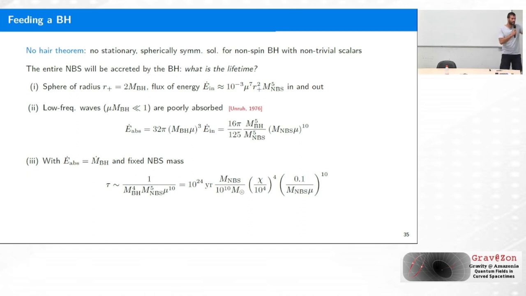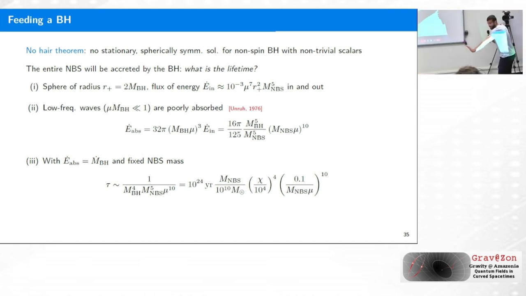So the idea is that if this surface is a black hole, the energy that enters cannot come out anymore. In this way, we are modeling the accretion of a time-dependent Newtonian boson star inside a black hole placed at the center of a galaxy, of the halo. And you can show that this energy goes with the power mu to the 7, I think it's mu to the 7, r plus square, mass of the boson star to the fifth. By conservation of energy, if you don't have a black hole, this quantity is coming in or coming out. If you have a black hole, it can't come out anymore. Once it's inside, it's inside.